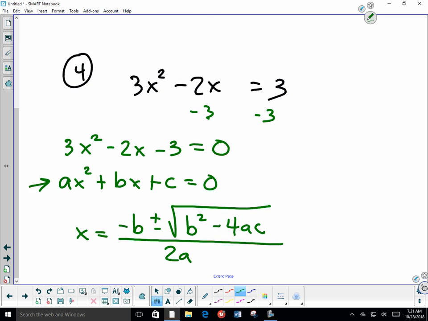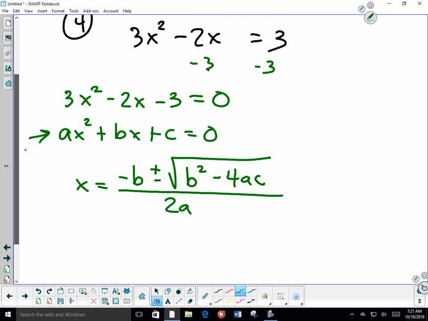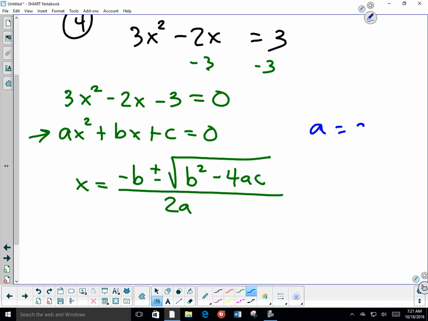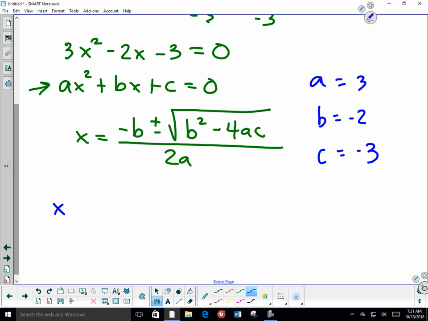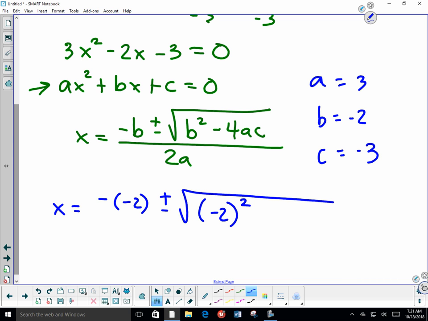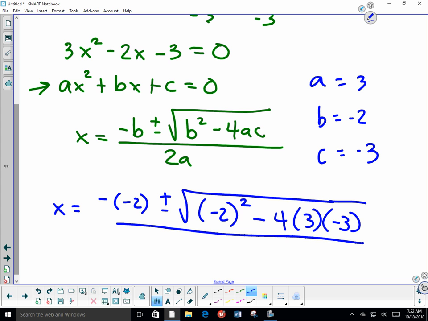All right, and so when we plug in our values here, we have a equaling 3, b equaling negative 2, c equaling negative 3. And so when I plug this in, I'm going to have x is equal to the opposite of negative 2 plus or minus square root of negative 2 in parentheses squared. Those parentheses are vital, okay? Because if you're going to put this in your calculator, if you don't have the parentheses, you're going to get it wrong. So then minus 4 times 3 times negative 3 all over 2a, so all over 2 times 3.